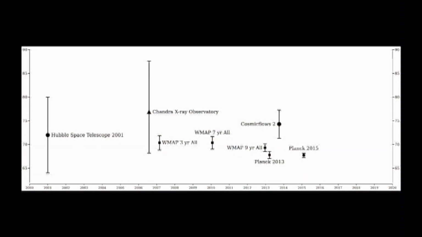Down here, not 73. So WMAP did it first. Error bars are pretty big. But look, it's overlapping with the Hubble Space Telescope error bars. We're fine, right? WMAP, and then Planck did it, another satellite. Error bars are small, so let's believe that.